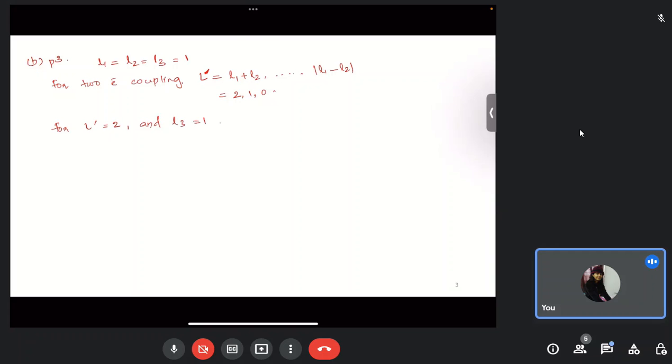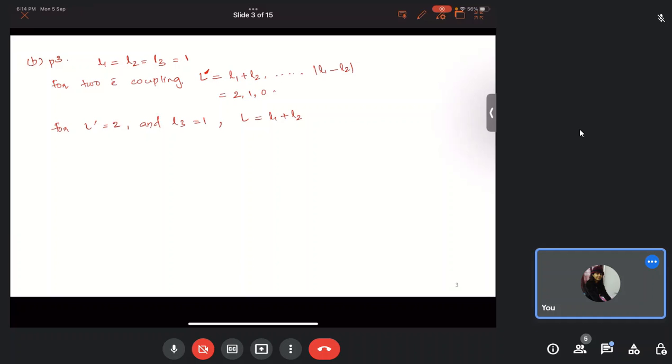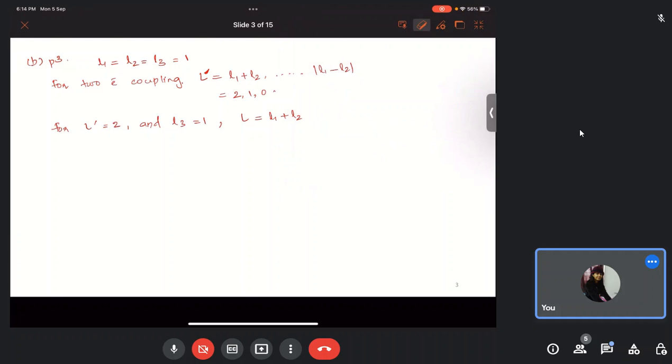So you can have an L value of L prime plus L3 till L prime minus L3. So this is 2 plus 1, 3, 2, and L prime minus L3 is going to be 1. So three values can arise from L prime 2 and L3 1: 3, 2, 1.